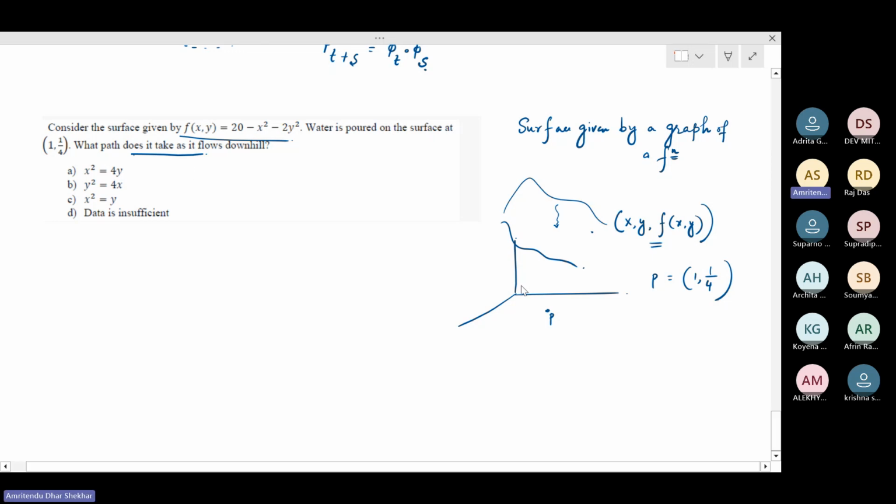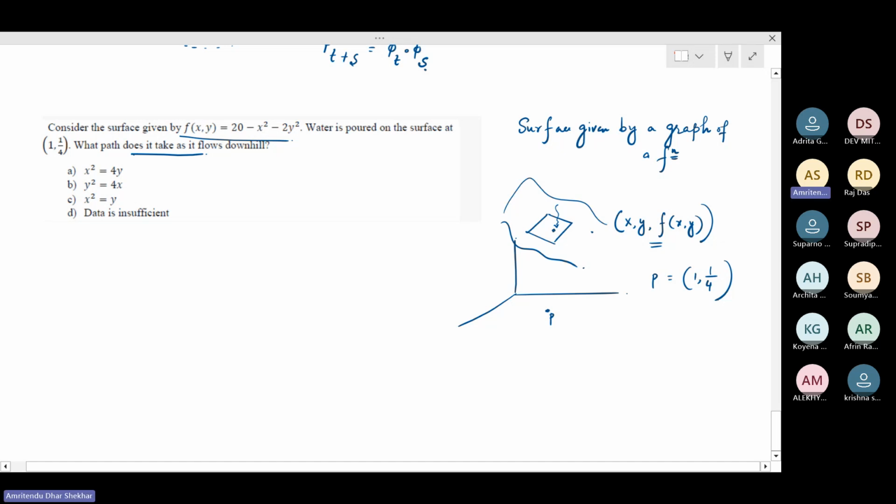Okay. So you have this surface which is given by the graph, and there is water falling on it. Now, if you just think about it, you have a point, and then there's water that is falling on it.